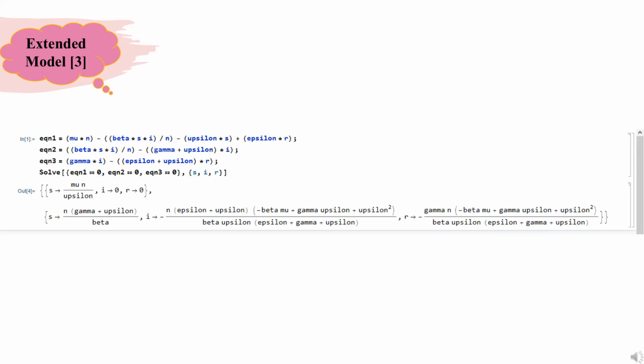Next, we will find the steady states for the extended model 3, which is the SIRS model with a reinfection term. This slide shows the coding in Mathematica software to find the steady states for extended model 3.